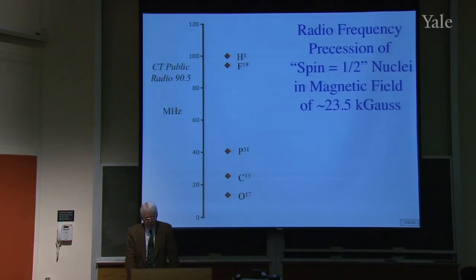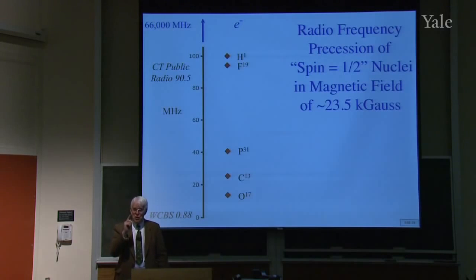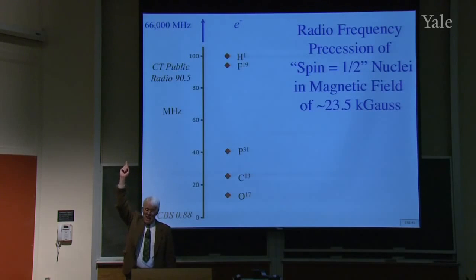So just to give you a sense, Connecticut Public Radio broadcasts at 90.5 megahertz, and WCBS is at 880 kilohertz, 0.88 megahertz. So these are radio frequencies. Now the electron also spins, but it's way off scale up at the top, 66,000 megahertz. It's a much more powerful magnet than the nuclei.